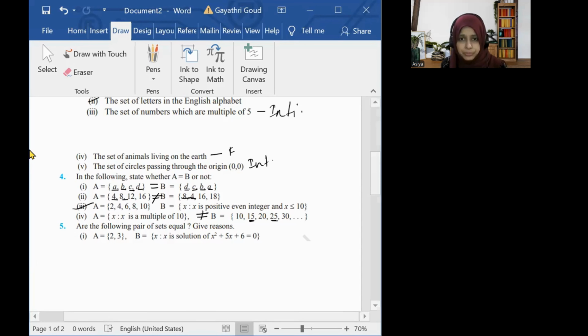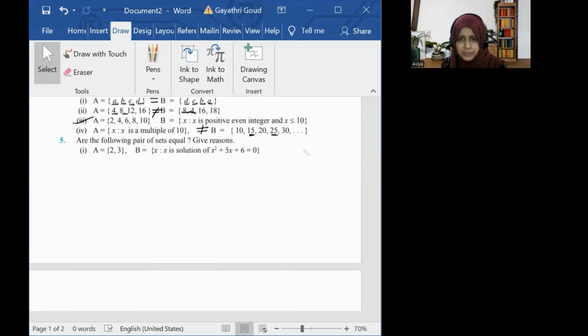Now moving on to the fifth question. Are the following pairs of sets equal? Now let us give it a try. A equals 2, 3. The set A has elements 2, 3. But in set B, what did they give? They gave us an equation which we have to solve. B equals the set of all x. Please read it along with me whenever I am reading a set, especially in set builder form. That way you will get used to reading it and it will become easier for you.